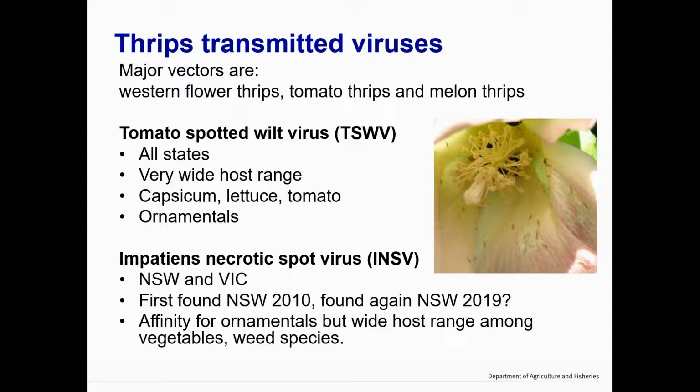Impatiens necrotic spot virus is a new tospovirus to Australia, and at the moment it's still only in New South Wales and Victoria. It was first found in 2010 in New South Wales in ornamental production and was self-eradicated essentially by the grower. And then it was found again about 2019 in New South Wales in lettuce production. It's established now and it has moved to Victoria as well. It also has a wide host range, including vegetables, weed species and ornamentals.